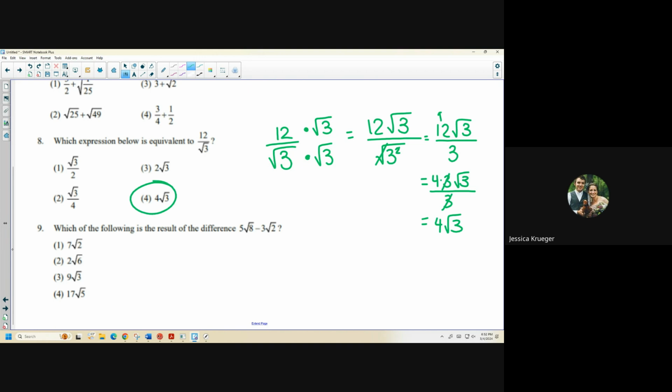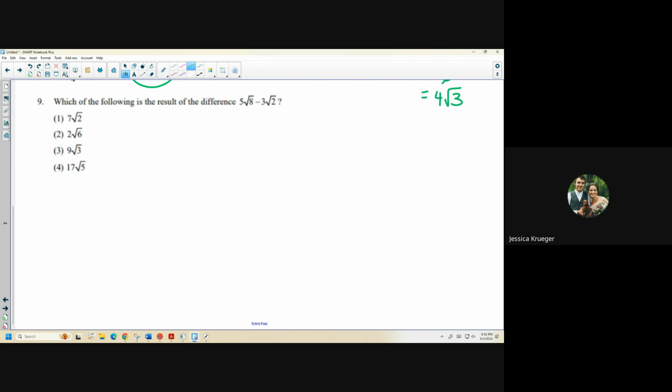Which of the following is the result of the difference of 5 radical 8 minus 3 radical 2? So I'm going to need to reduce this. So I'm going to start with radical 8. 8 breaks down into 4 and 2. 2's prime. 4 breaks into 2 and 2. So for 5 radical 8, we've got to be very purposeful here. This is 5 times radical 8, which can be rewritten as the square root of 2 squared times the square root of 2.